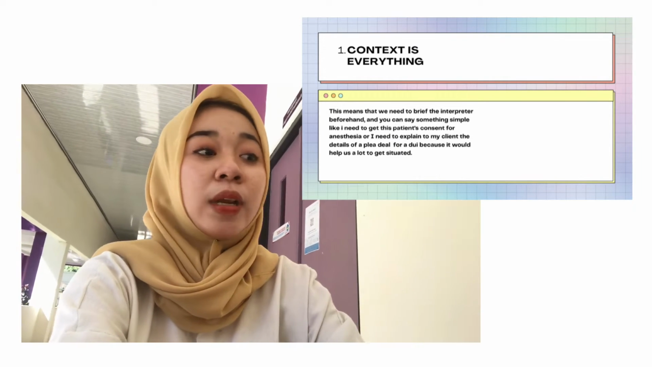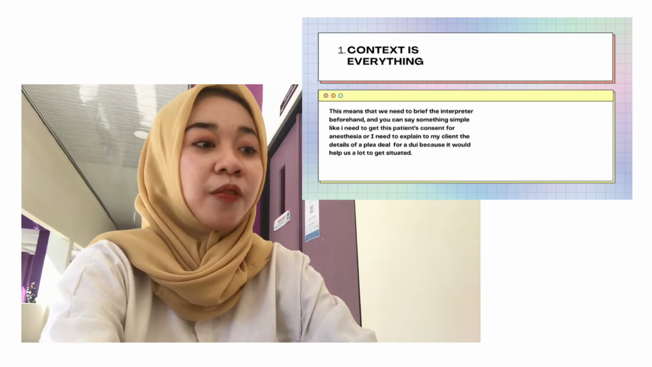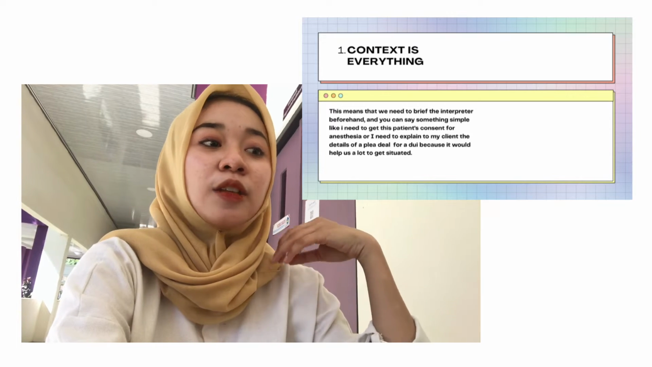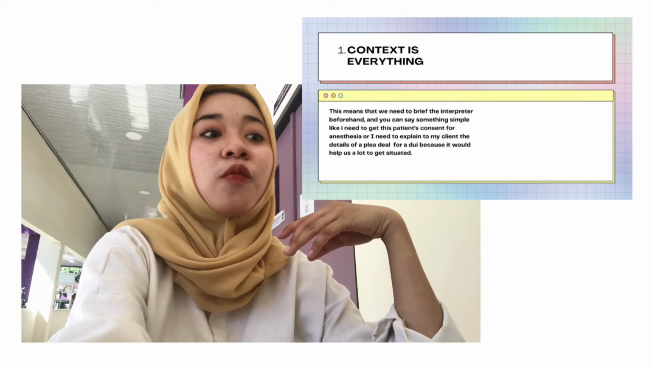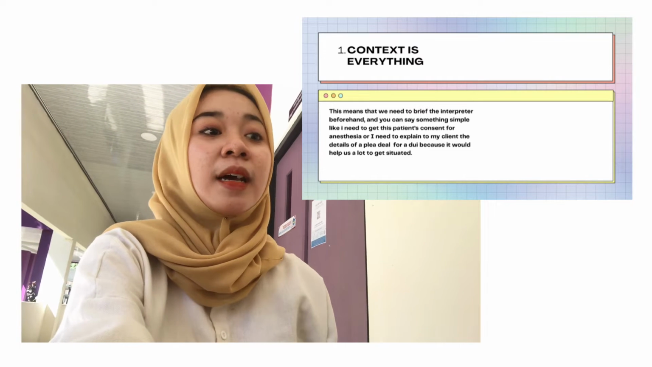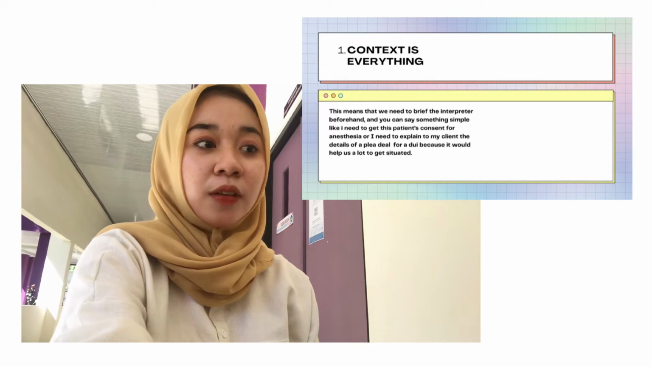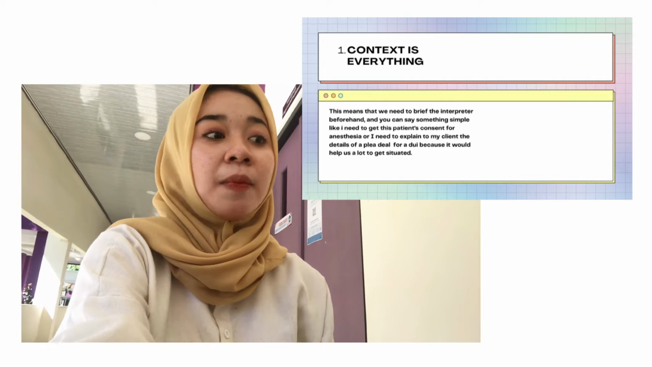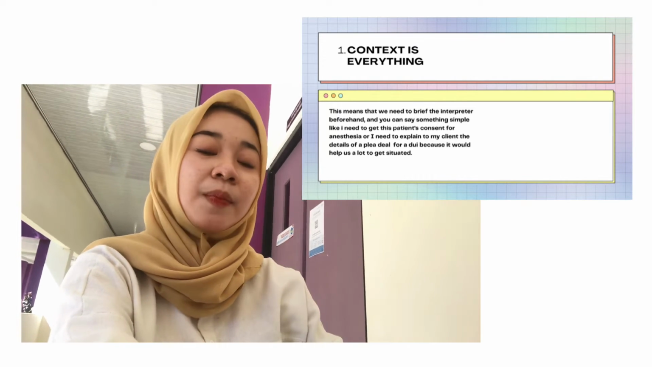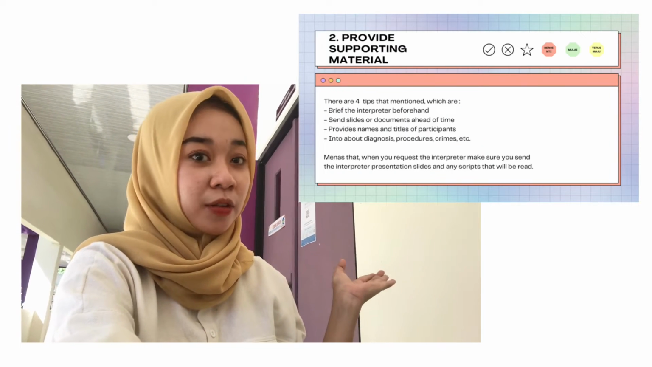This means that we need to brief the interpreter beforehand, and you can say something simple like, I need to get this patient's consent for anesthesia, or I need to explain to my client the details of a plea deal, because it would help us a lot to get situated. And then number 2 is provide supporting material.